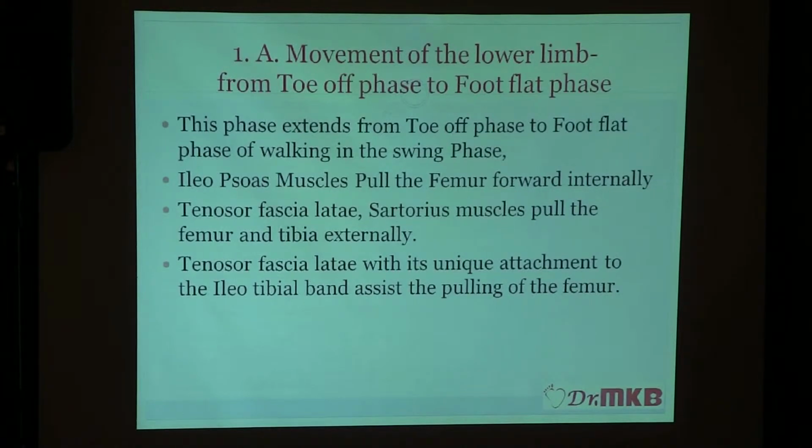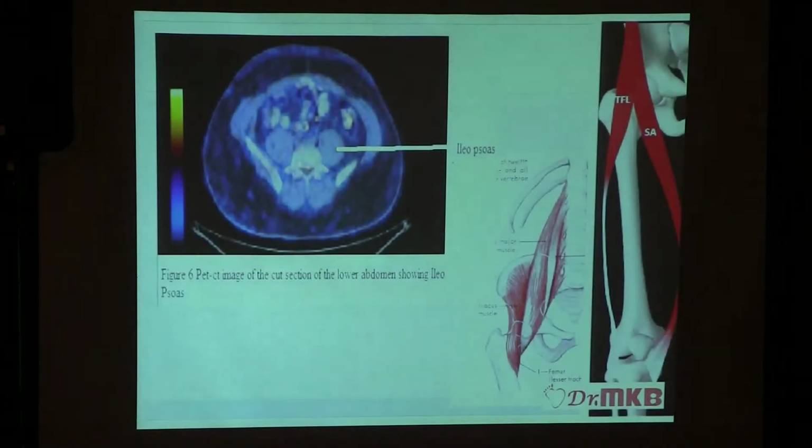Iliopsoas muscles pull the femur internally. Tensor fasciae latae and sartorius pull the femur and tibia externally. Tensor fasciae latae with its unique attachment to the iliotibial band assists the pulling of the femur. You can see here psoas major and minor, how it systematically attaches. This is useful, and then tensor fasciae latae and the sartorius pull the leg.